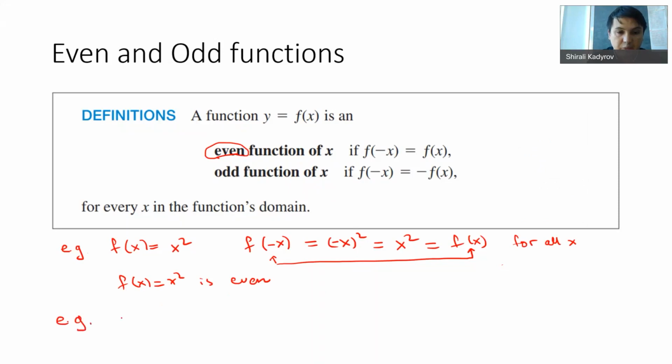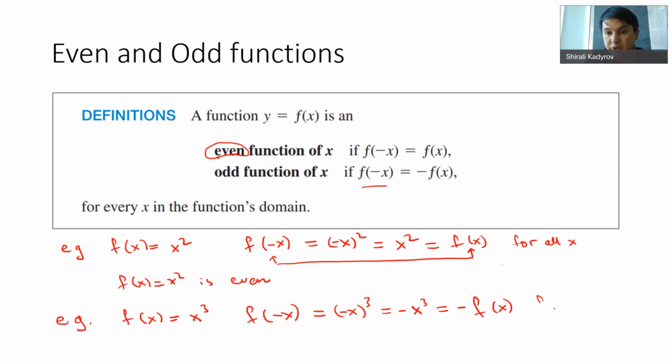Okay. How about an odd function? Let's look at the cubic polynomial, simply x cubed. Let's start again from f of minus x for arbitrary x. So what is this? This is minus x cubed, because minus 1 to the power 3 is minus 1. But this is simply minus f of x, and this is true for all x. So this means my function is odd.